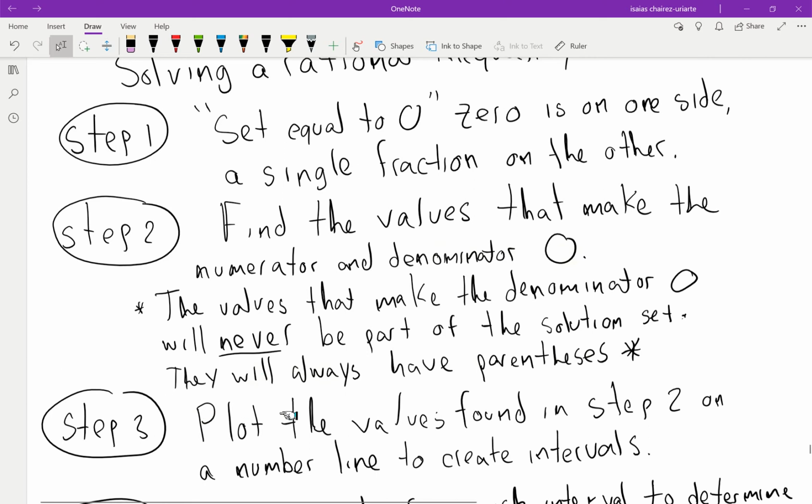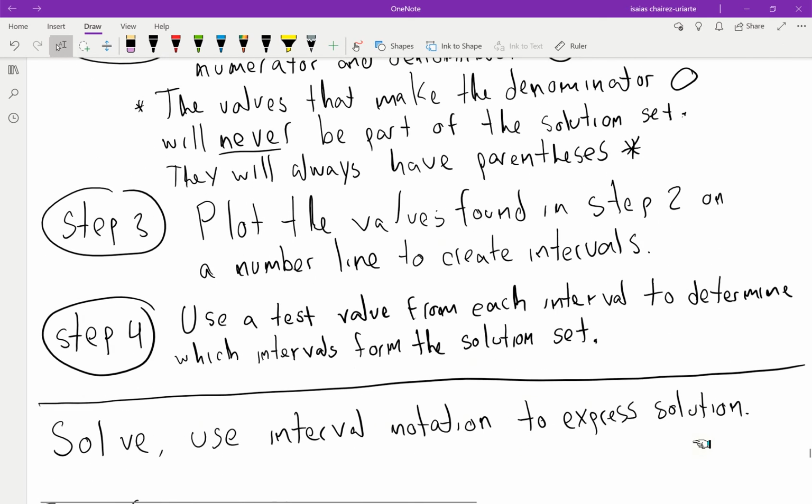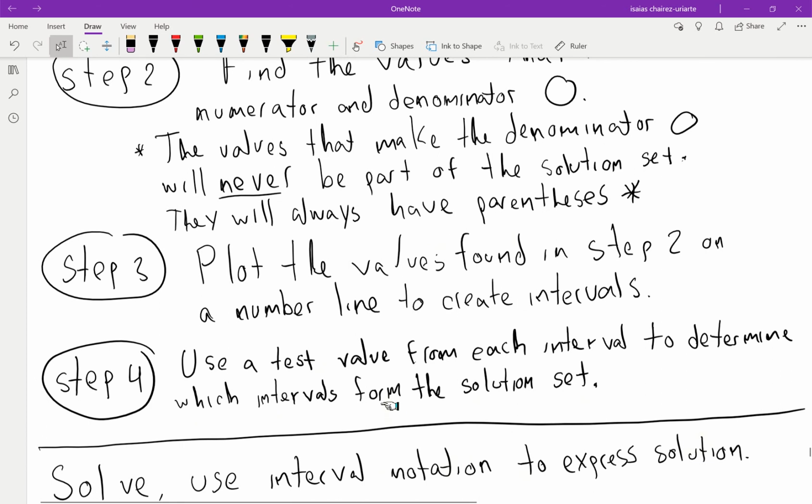Step 3. You plot the values that you found in step 2 on a number line to create intervals. And then step 4, you use a test value from each interval to determine which intervals form the solution set. So it's similar to polynomial inequalities. It's just that now you have to set the numerator and the denominator equal to 0 to figure out the values that will give rise to your intervals.